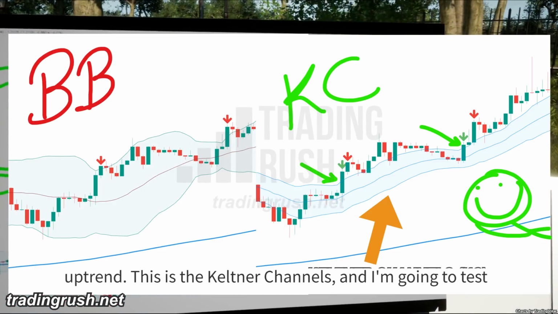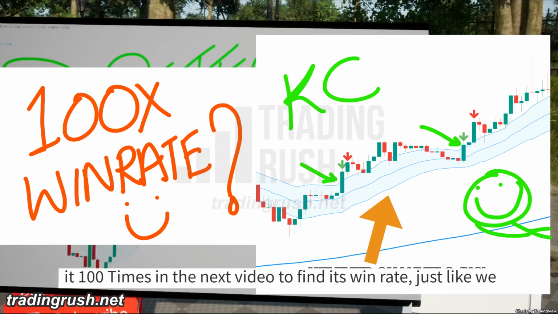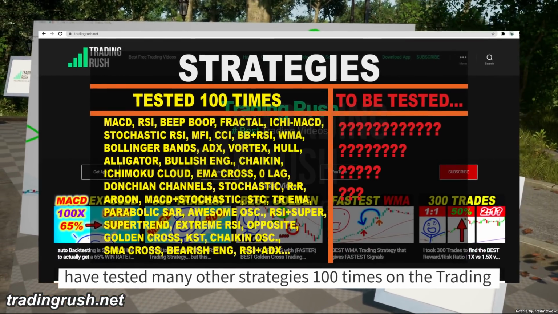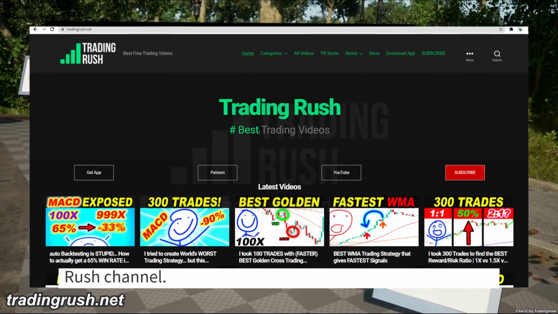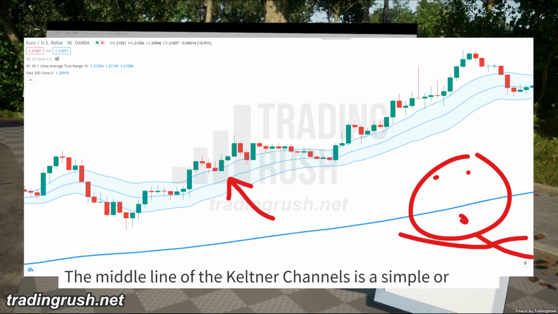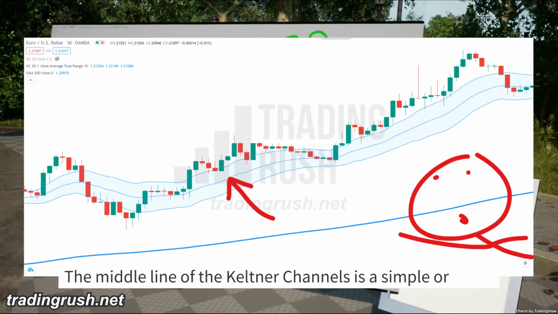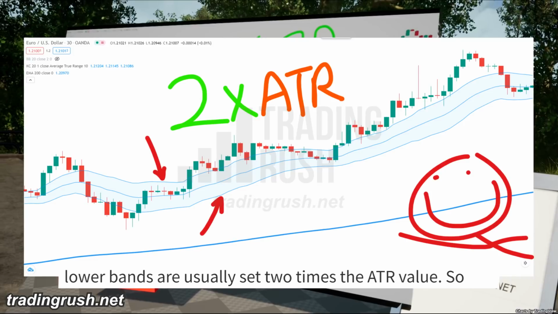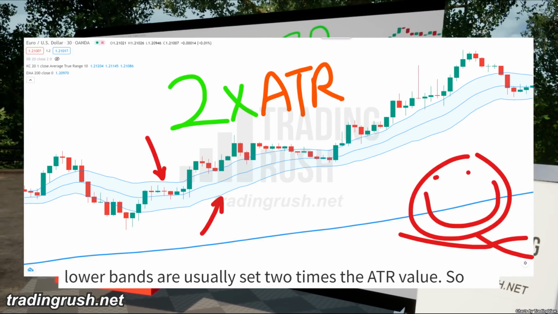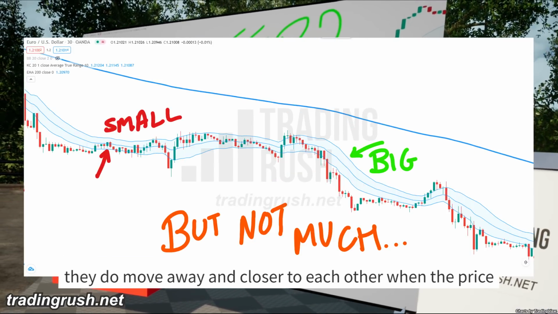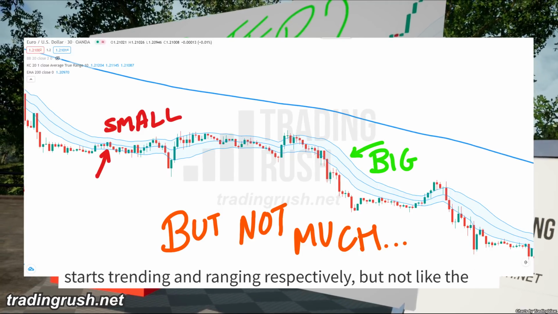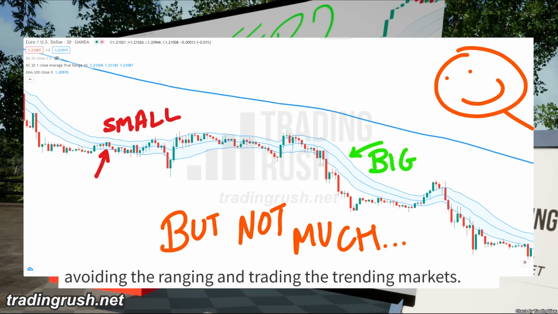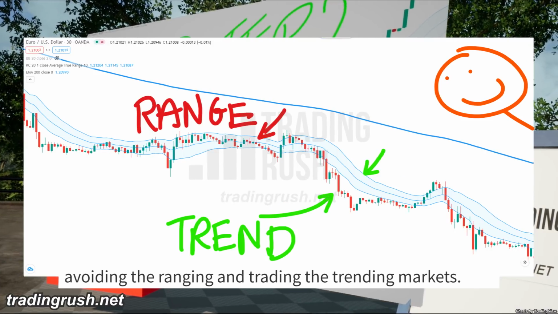This is the Keltner channels, and I'm going to test it 100 times in the next video to find its win rate, just like we have tested many other strategies 100 times on the Trading Rush channel. The middle line of the Keltner channels is a simple or exponential moving average. But this time the upper and lower bands are usually set 2 times the ATR value. So they do move away and closer to each other when the price starts trending and ranging respectively, but not like the Bollinger Bands indicator, which makes them perfect for avoiding the ranging and trading the trending markets.